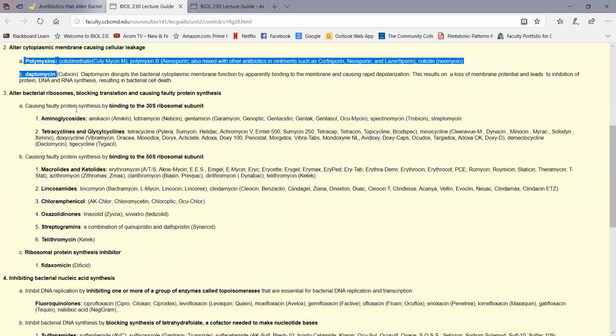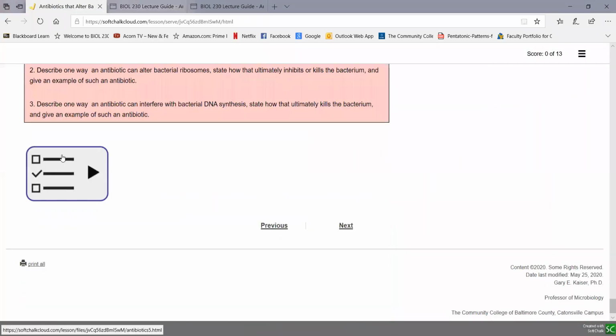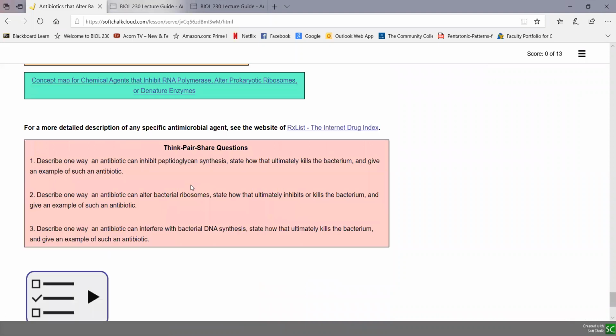If we go back to our overall chart, these are the ones that bind to ribosomes, blocking translation, causing faulty protein synthesis. Those that bind to the 30S subunit, like the aminoglycosides and the tetracyclines. And those that bind to the 50S ribosomal subunit, like the macrolides, chloramphenicol, oxazolidinones, streptogrammins, and a few others. And there's a little self-check on those that bind to ribosomes.